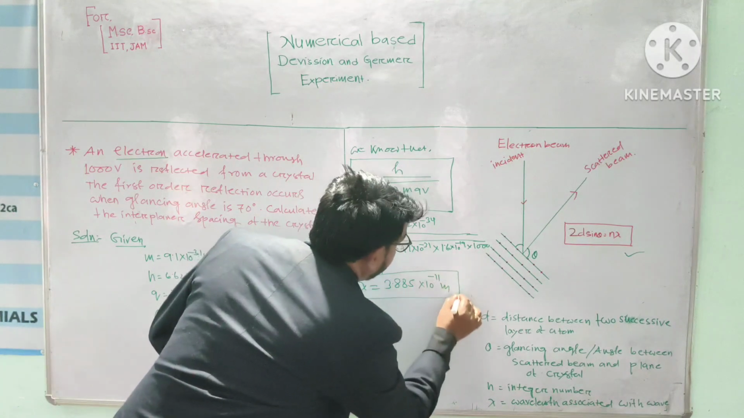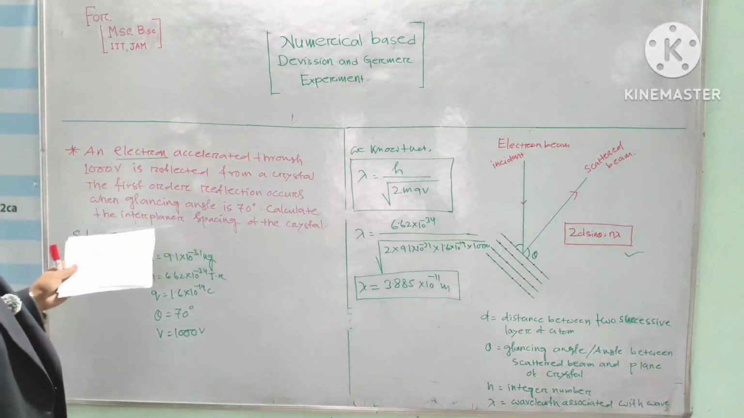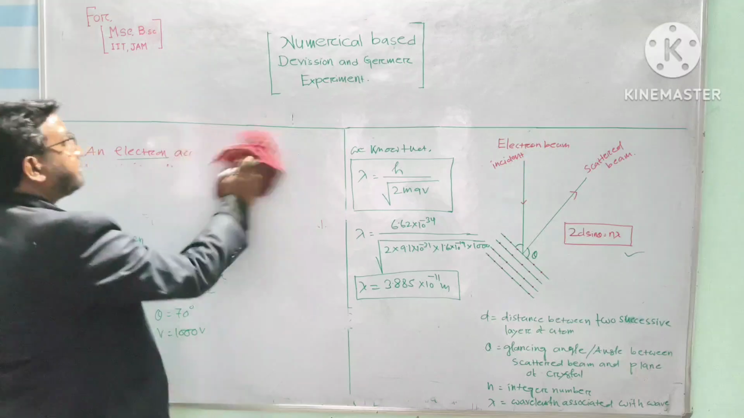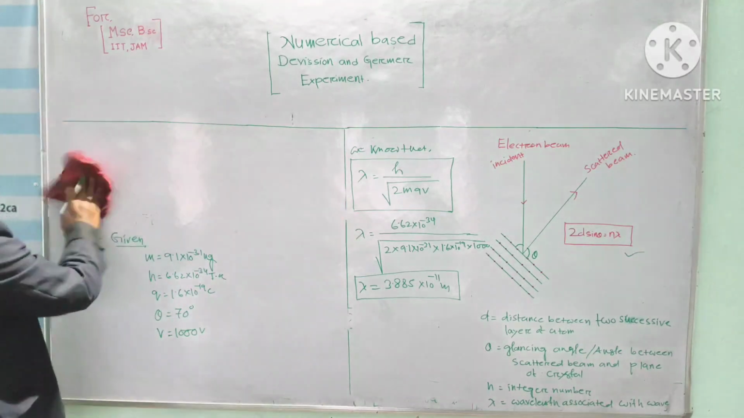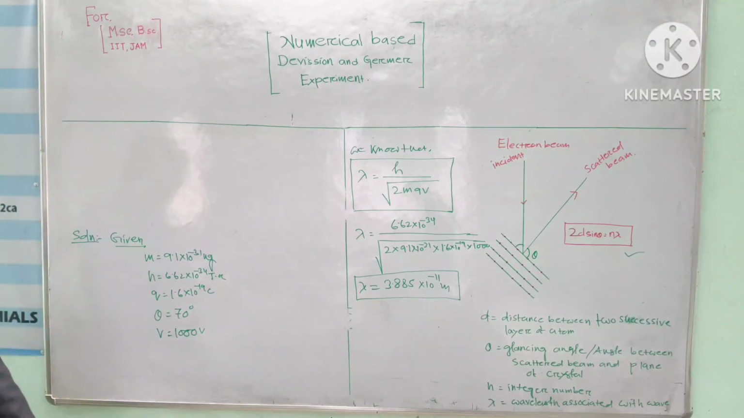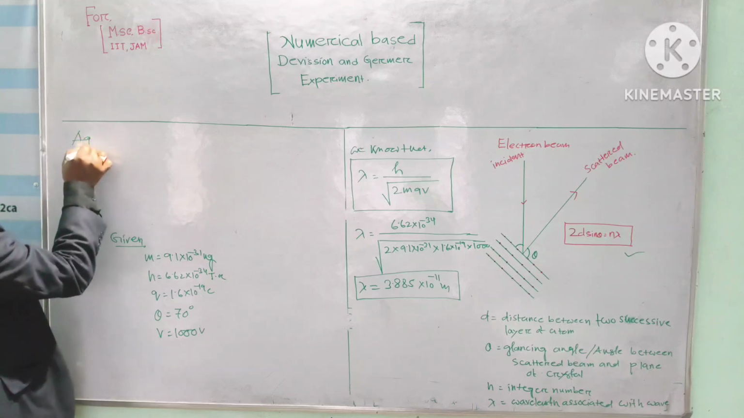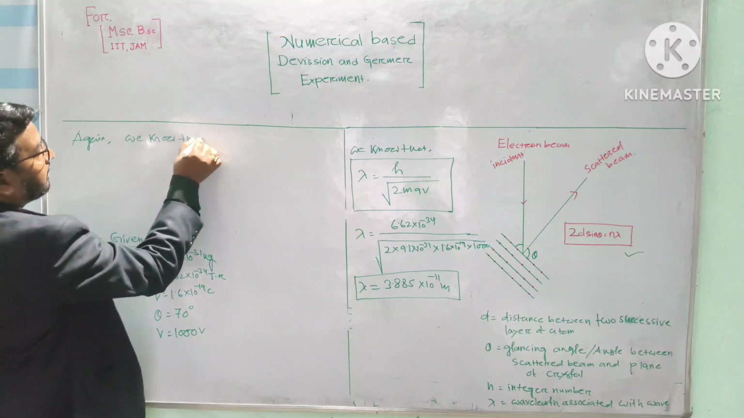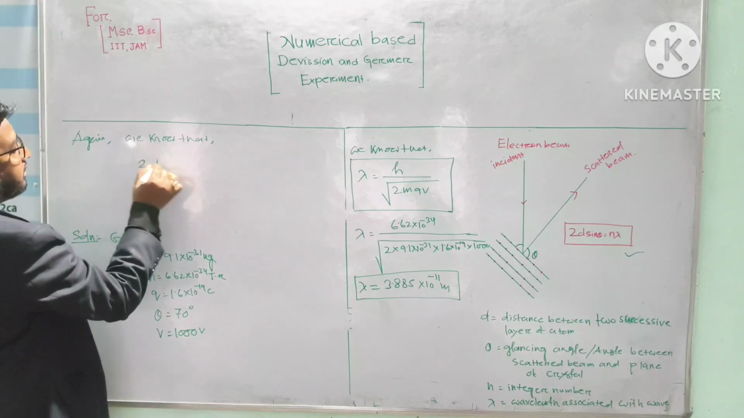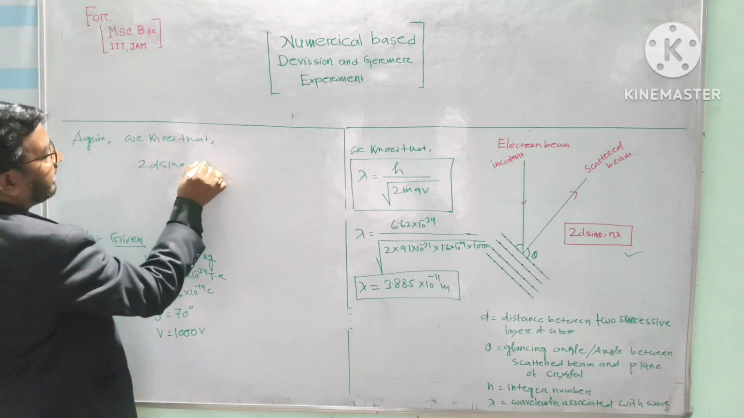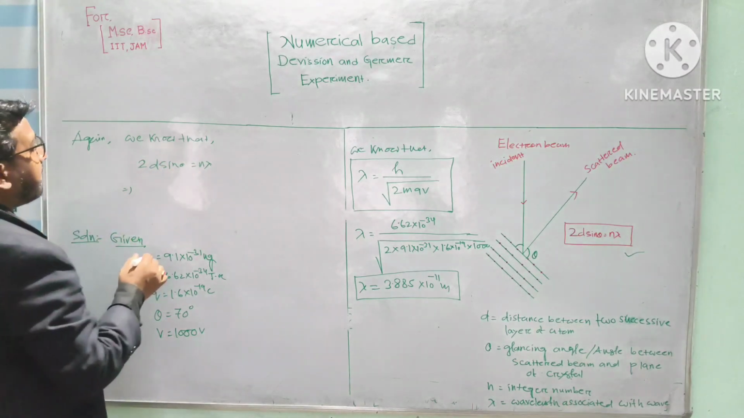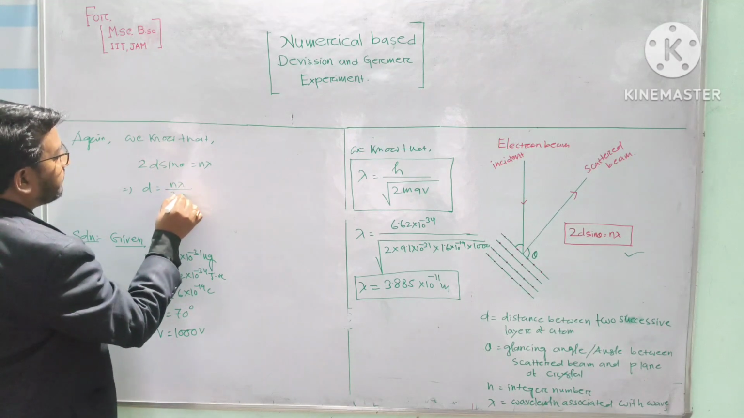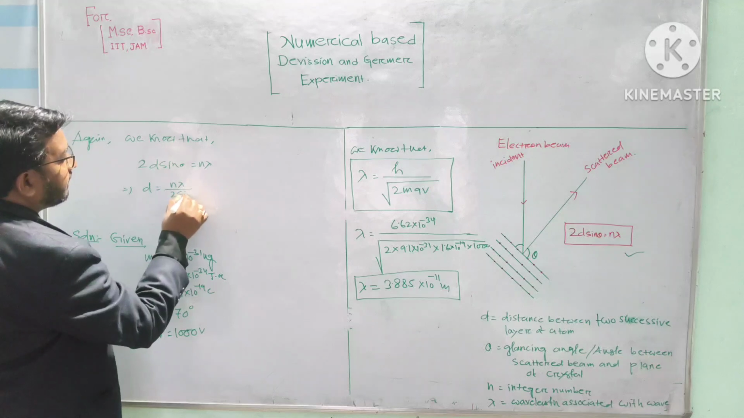Now we are going to find out the interplanar spacing. Again we can apply Bragg's law. We know that 2d sin theta equal n lambda, and d equal n lambda divided by 2 sin theta.